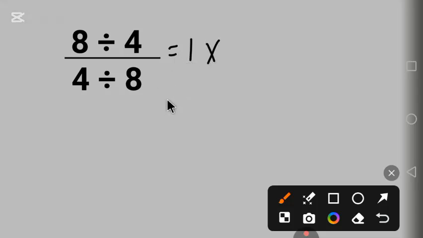The answer is wrong. The correct way to solve this question is by solving the numerator first and then solving the denominator, then dividing the answer from the numerator by the answer from the denominator. 8 divided by 4 is 2. This line is a division sign.